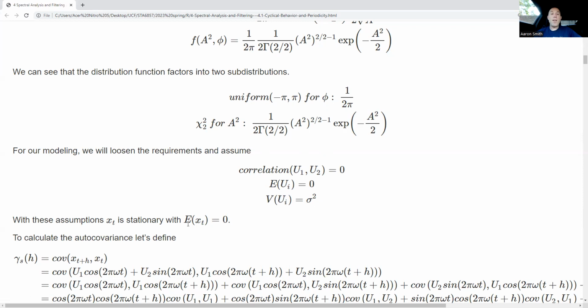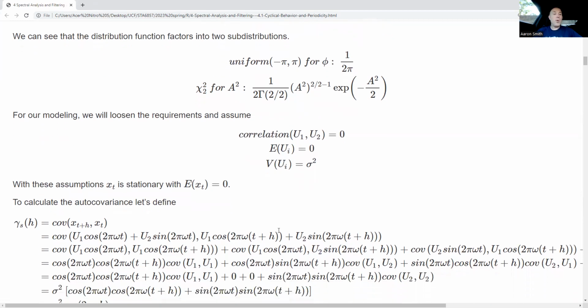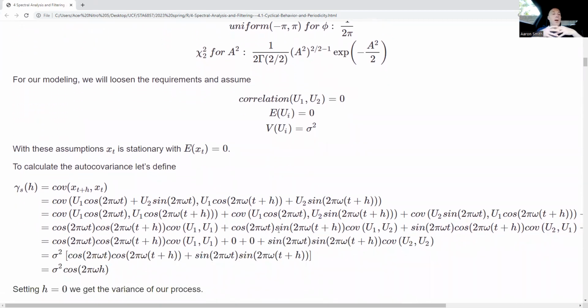Now, from the setup that I've done, it's going to work out that we have a stationary x sub t by how we've constructed this so far. All right, so now let's go ahead and calculate the autocovariance of my process. If I'm going to calculate the autocovariance, that's just going to be the covariance of my process at different time points.